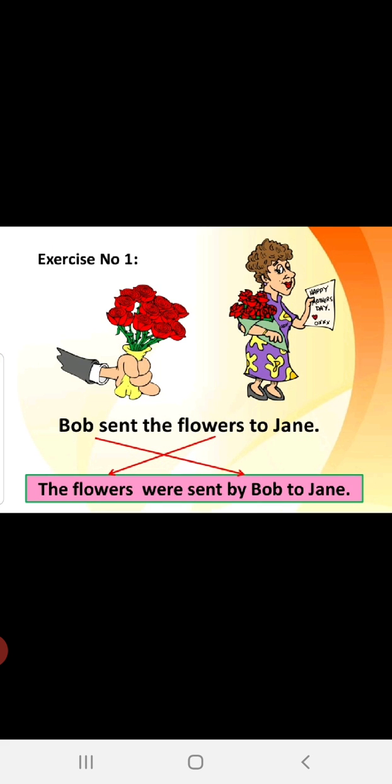See, Bob sent the flowers to Jane. Bob is the subject. He sent flowers to Jane. Who is the receiver here? Jane. And what did he send? The flowers. Remember that the nearby object, which is near to the subject, becomes the first object, and this becomes the second object, Jane. So the first object is flowers. The flowers were sent by Bob to Jane.